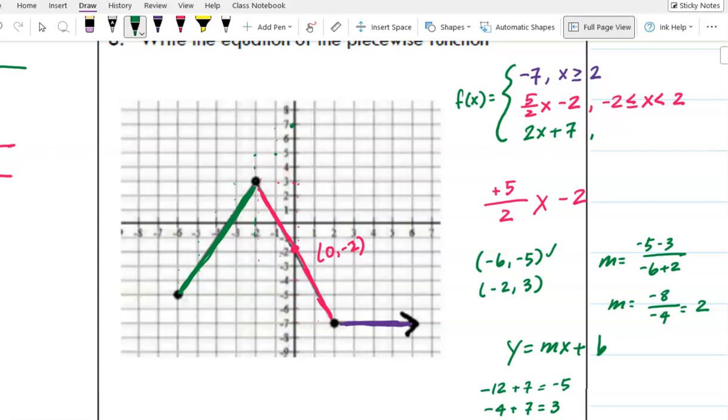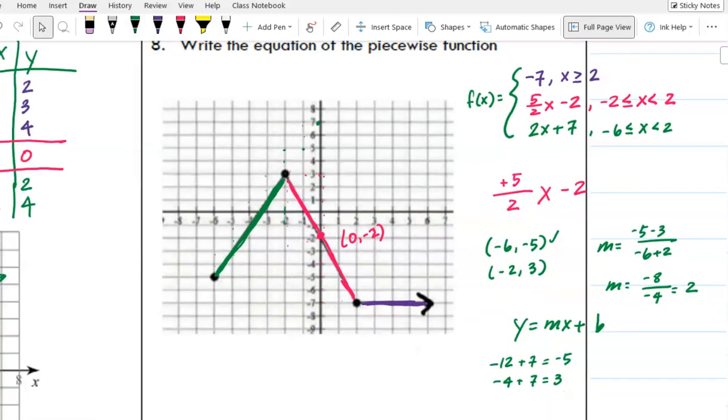Okay, and then now I'm going to put the restriction. So x has to be between negative 6 and 2. And once again, you can put the equal sign there. It doesn't matter because the outputs are going to be the same, but that's good. Okay, good job.